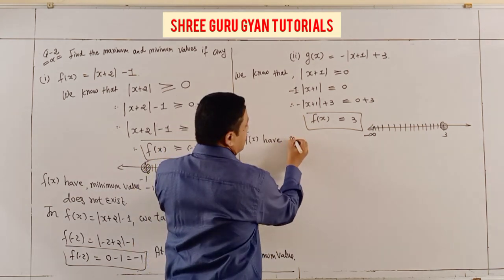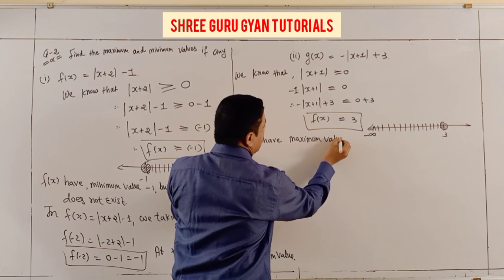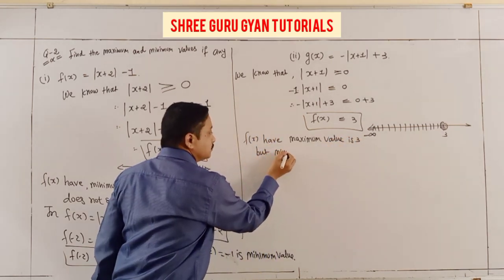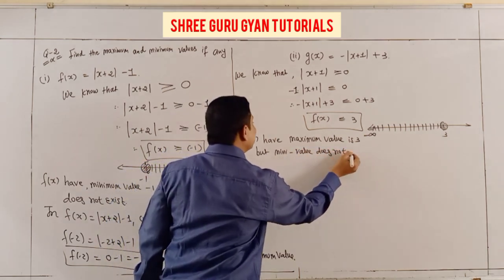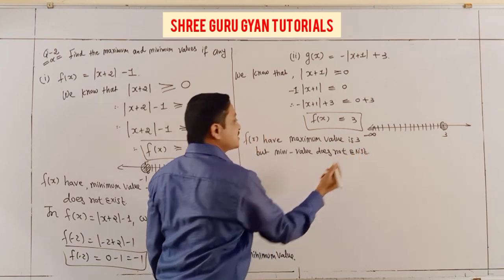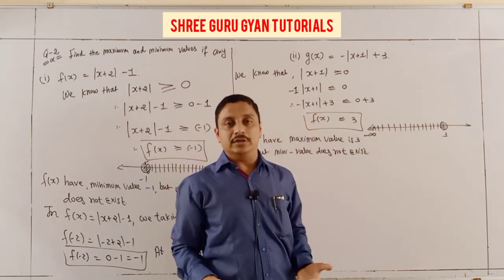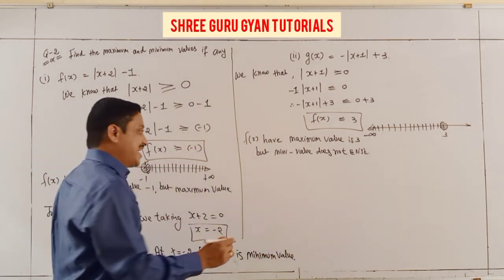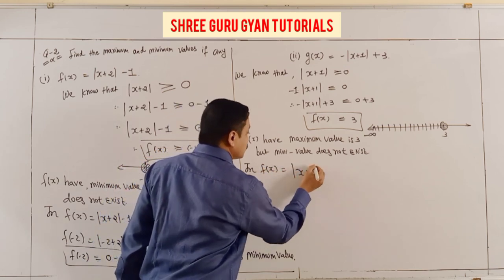f(x) has a maximum value of 3, but a minimum value does not exist, because we cannot say where this graph stops; there is no minimum number. That's why. Now, after that same explanation, in f(x), my f(x) is modulus of x plus 1, plus 3, minus 1.